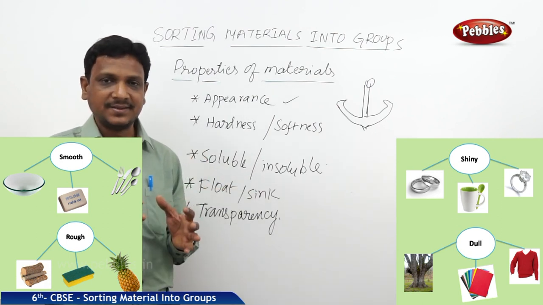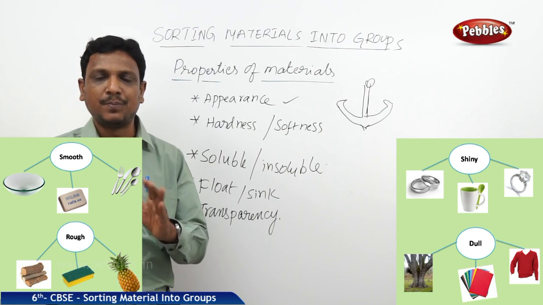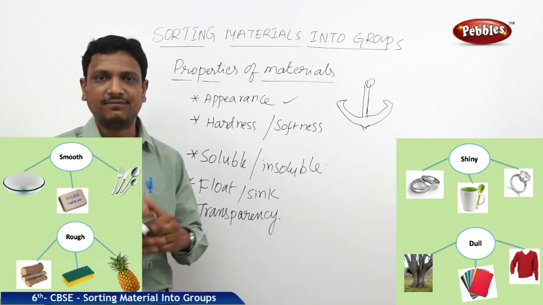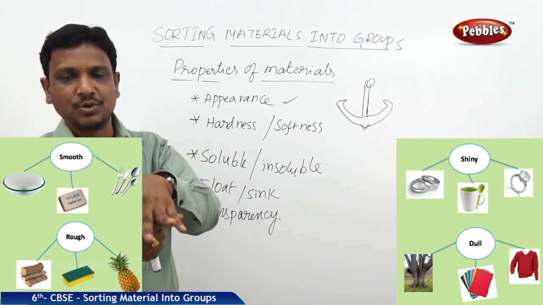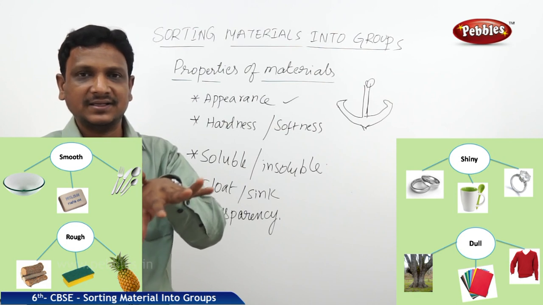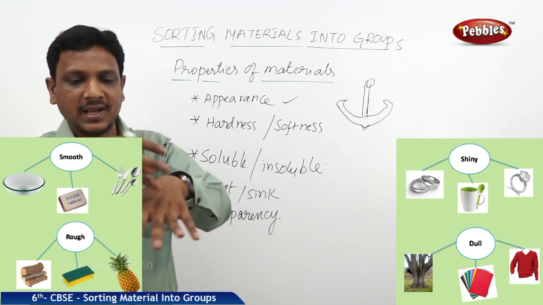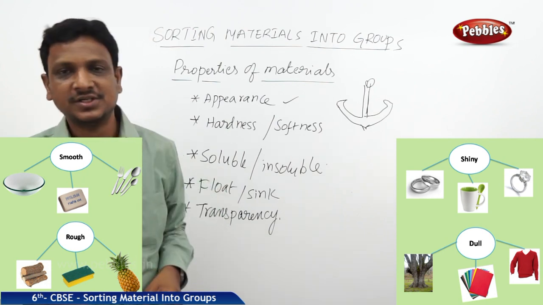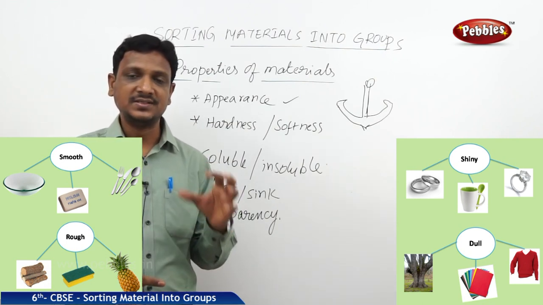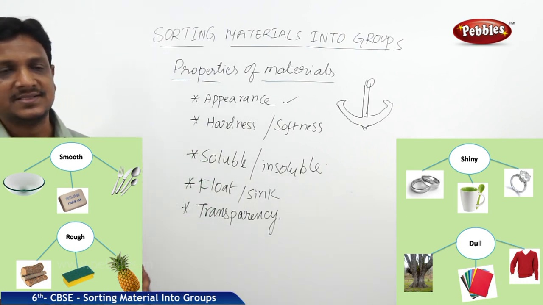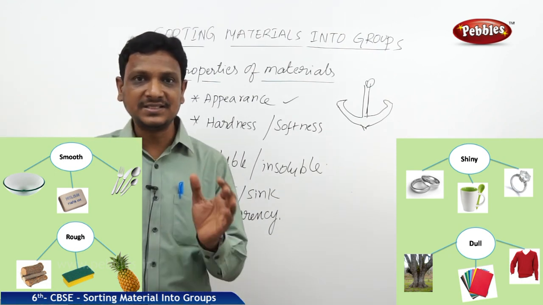Semi-transparent. Certain things allow the light to pass through them. Right? Some items allow the light to completely pass through them, like glass. Some items allow the light to pass partially, only half. Even your body. If you take a torch and keep your hand like this, you can see your hand red in color. That means the light is passing through your cells. But it's not completely passing. You cannot get the full light on the other side. You can just see a red patch. It shows that the light is passing partially. So this is the property.